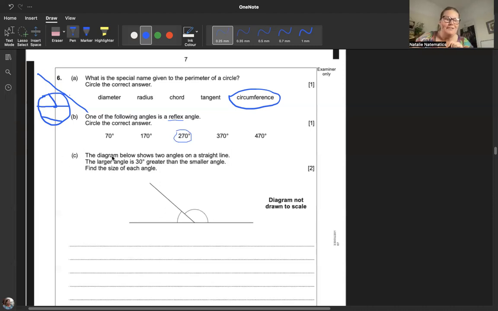Right, C, the diagram below shows two angles on a straight line. The larger angle is 30 degrees greater than the smaller angle. Find the size of each angle. And I'm going to make a very big point here. I did that with my mouse, so apologies for the circle. Yeah, it's not drawn to scale. So do not get your protractor and try and measure it. Well, you can, I suppose, nothing's stopping you, but you won't get the correct answer.